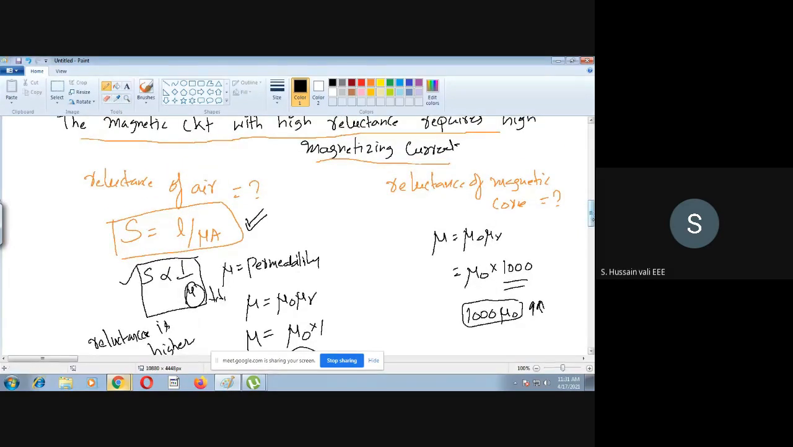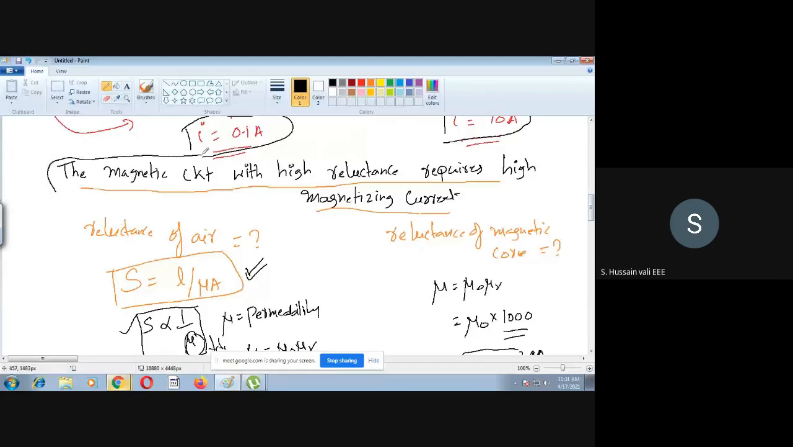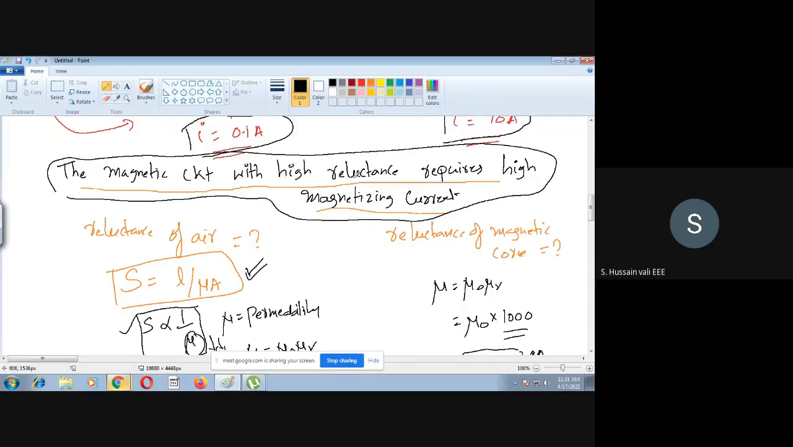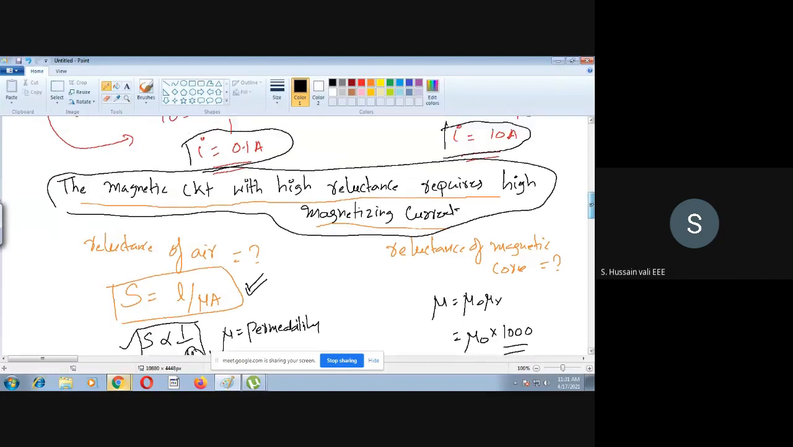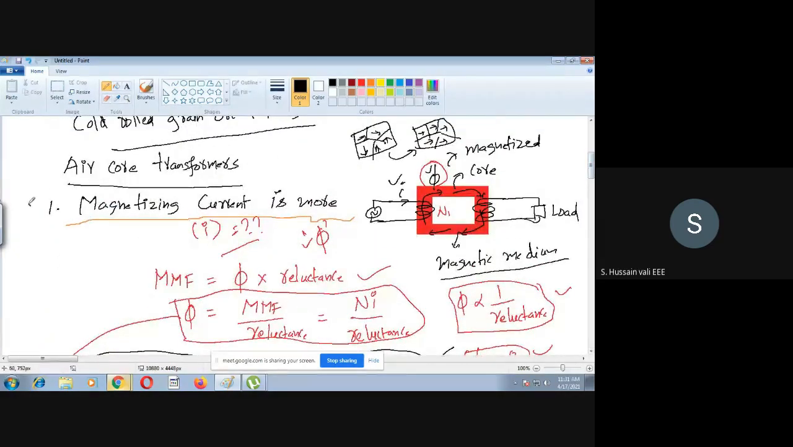If the reluctance is higher, what conclusion did we get just now? We got the conclusion that the magnetic circuit with higher reluctance requires high magnetizing current. So that is the conclusion for the first one. That is how we are proving this first point. What is the first point?